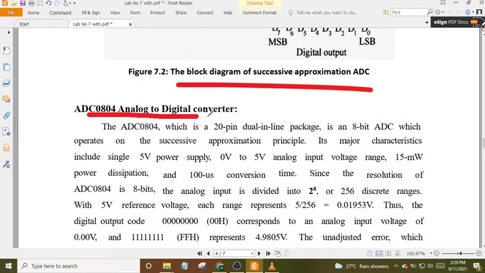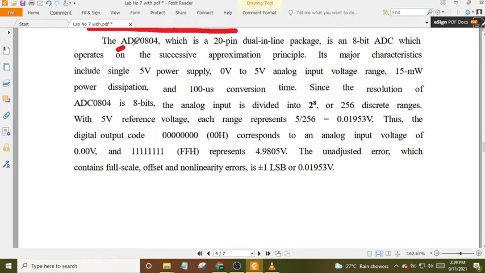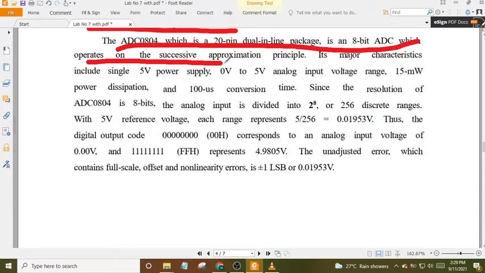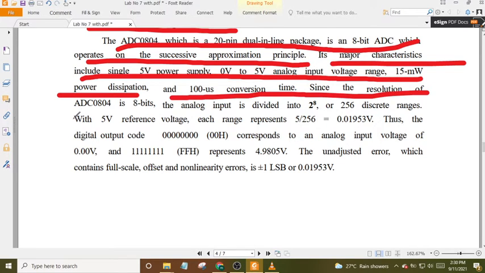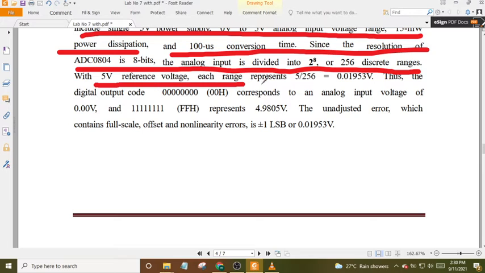ADC0804 analog to digital converter. The ADC0804, which is a 20-pin dual in-line package, is an 8-bit ADC which operates on the successive approximation principle. Its major characteristics include single 5V power supply, 0V to 5V analog input voltage range, and conversion time of 100 us. For the resolution of the ADC, the analog input is divided into 2^8 or 256 discrete ranges. ADC0804 is 8 bits with 5V reference voltage.